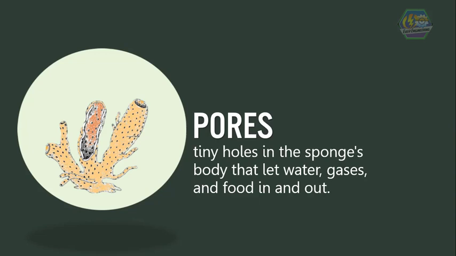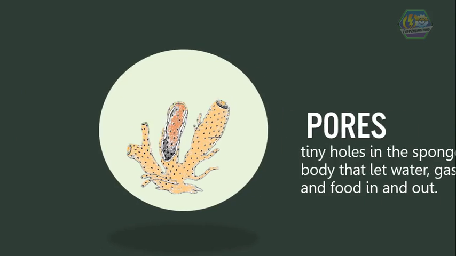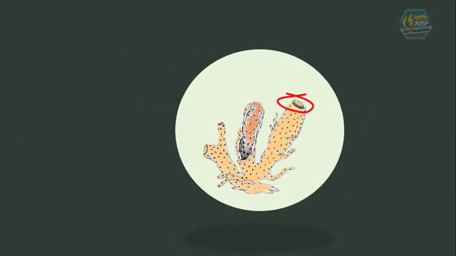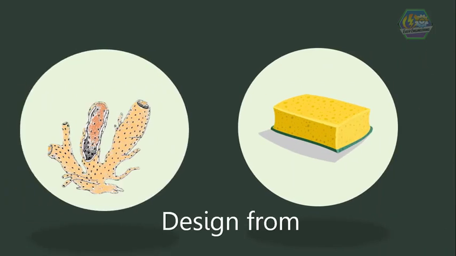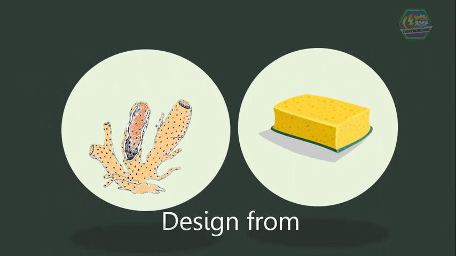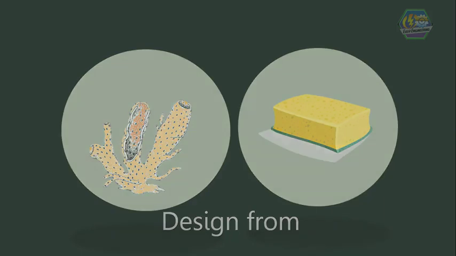Sponges are shaped like a tube, with the end stuck to an object like rocks. The open end is called the osculum, and the interior is the spongocoel. Fun fact, learners, did you know that our kitchen sponges are actually designed from the sea sponges? It is not just a coincidence after all.